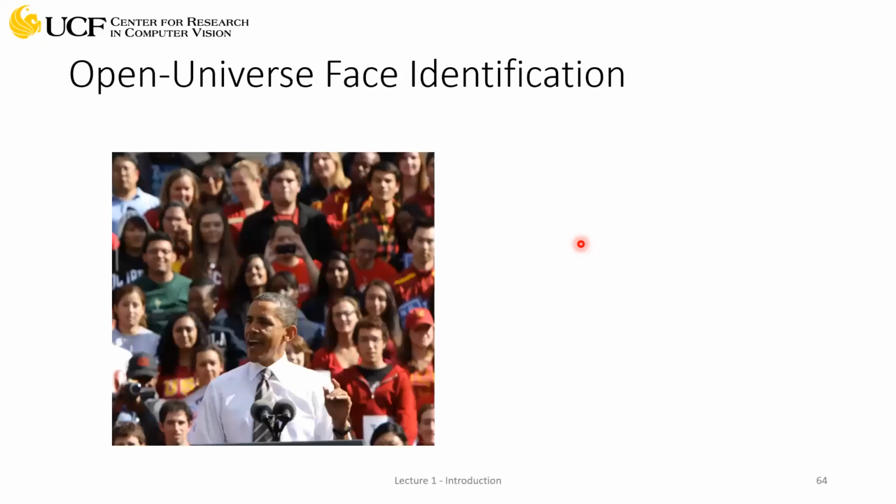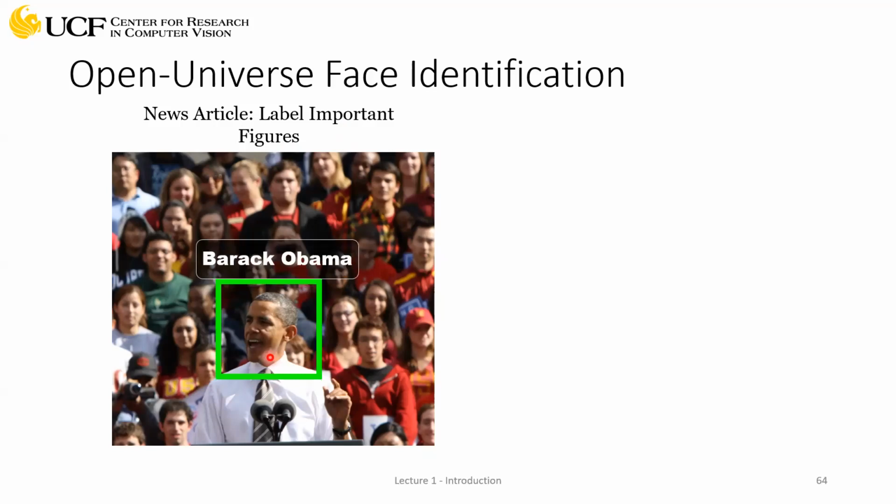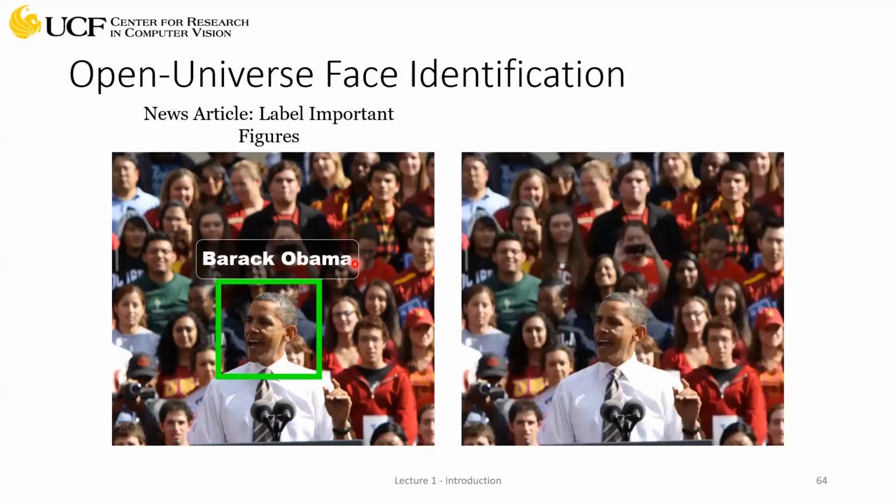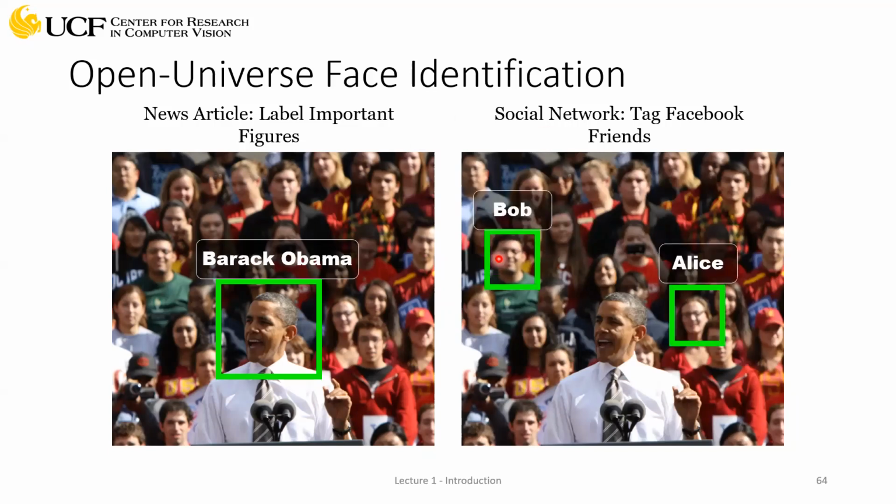And this is another variation: open universe face identification. An interesting question could be, given this image, can you recognize an important figure? We know this is Barack Obama, so we can identify that, and we have to ignore all the faces in the background. The other case could be a social network, where if you are one of the people standing in the background, you might be interested in these faces as well, so you might want to identify them. Different applications, but again, it's all face recognition.